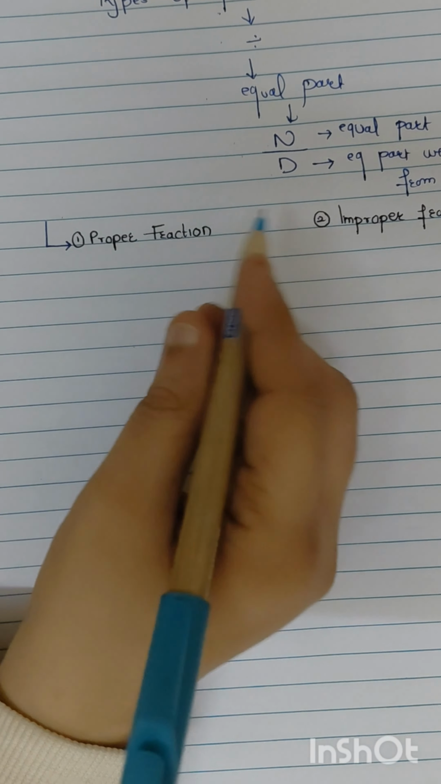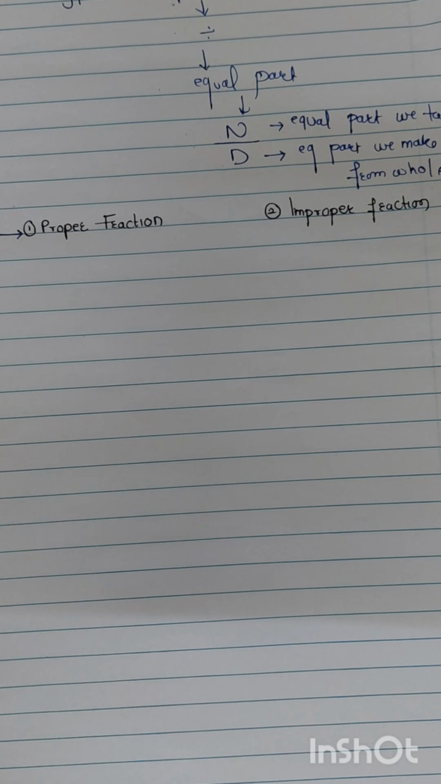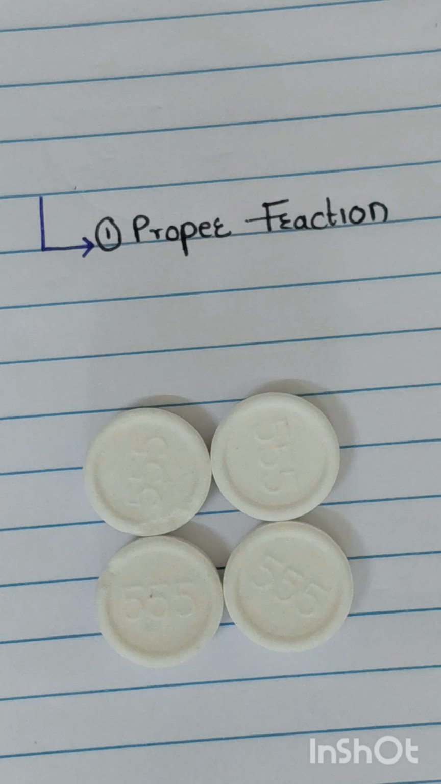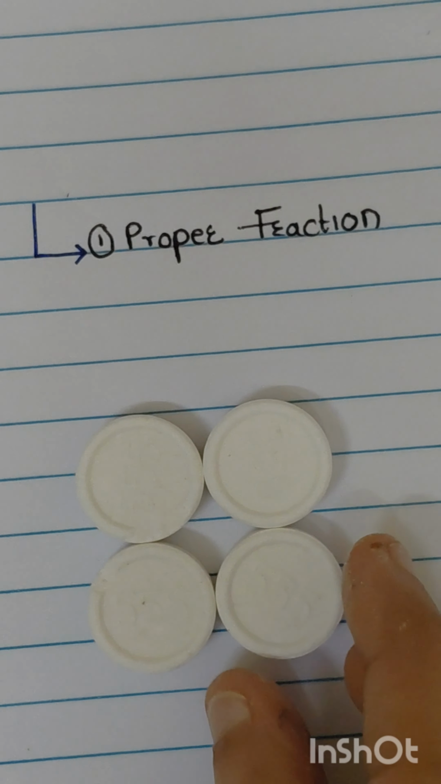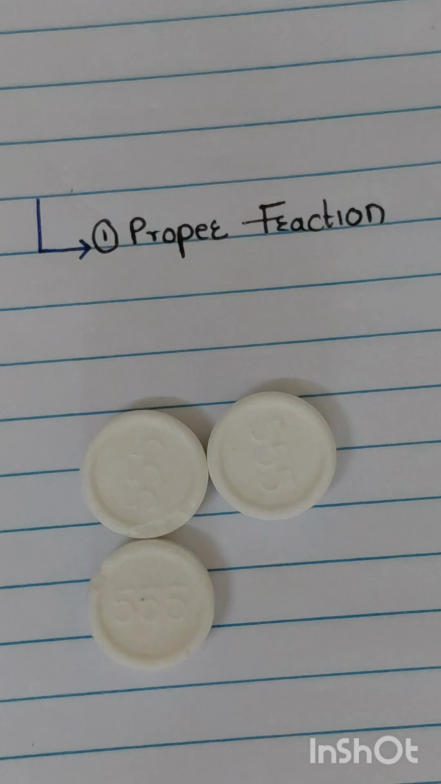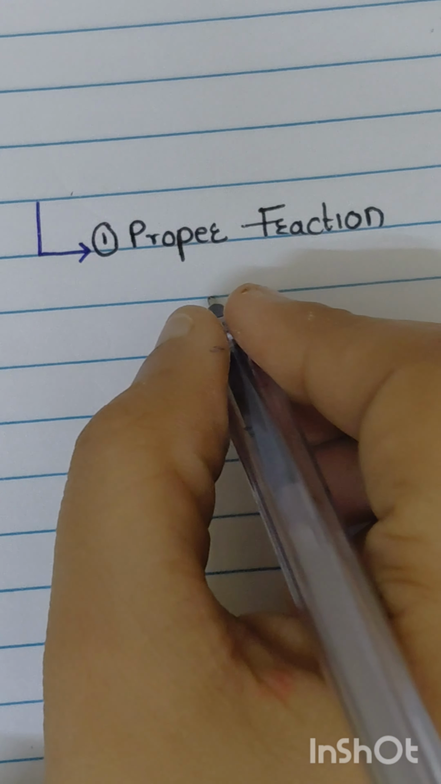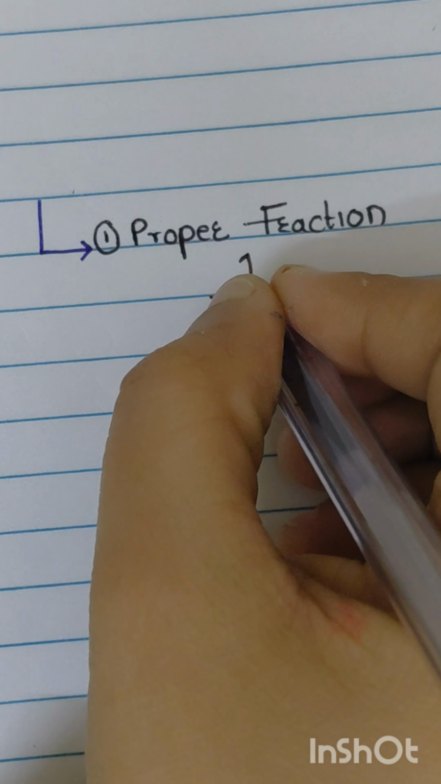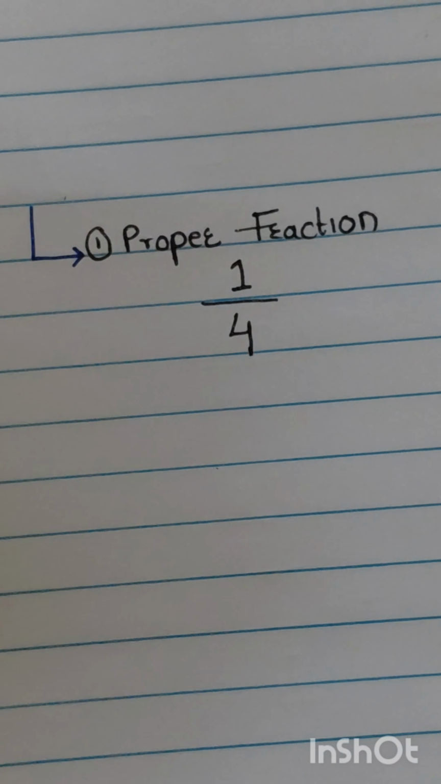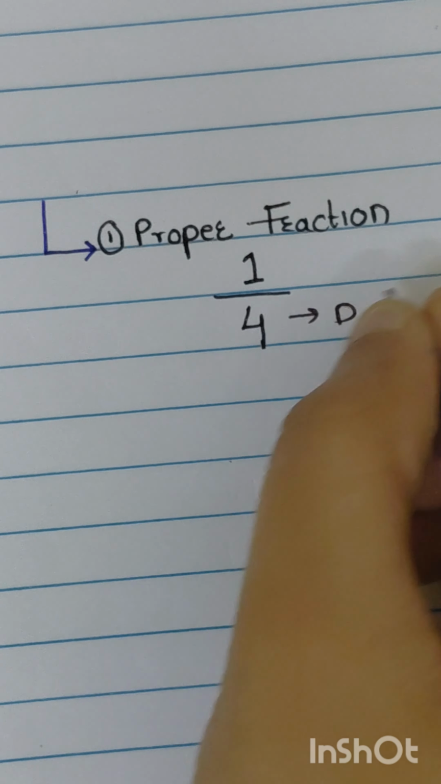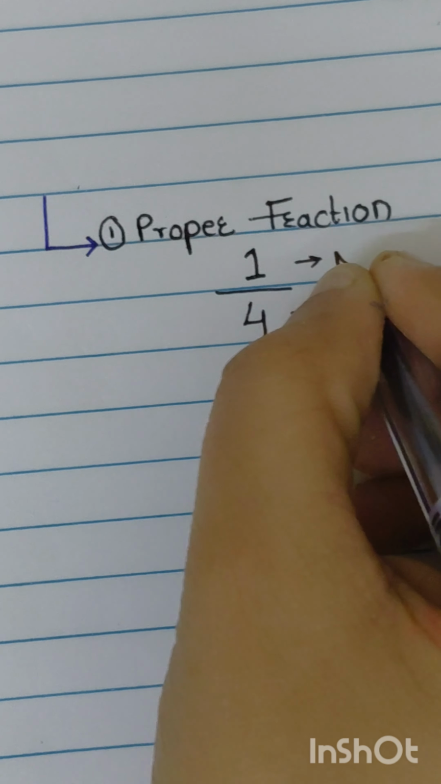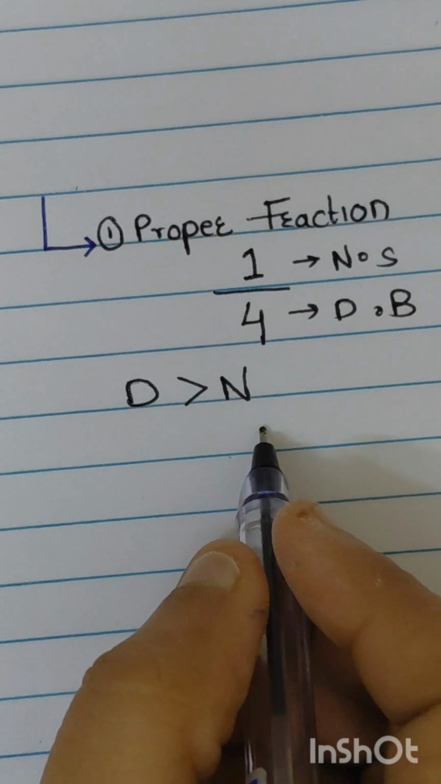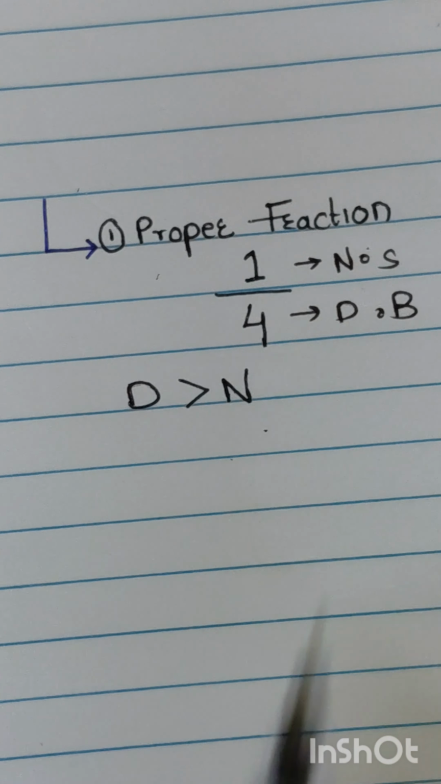The first type is proper fraction and the next one is improper fraction. Let me see this from an example one by one. Let's suppose I divide the candy into 4 equal parts, of which I eat one part. I make 4 equal parts of the candy and I take one part from this. In this case, the denominator is bigger than the numerator. So this kind of fraction is known as a proper fraction.